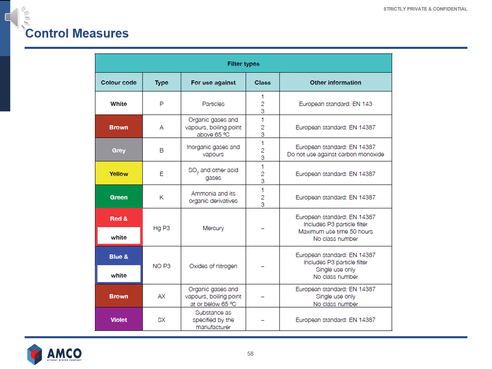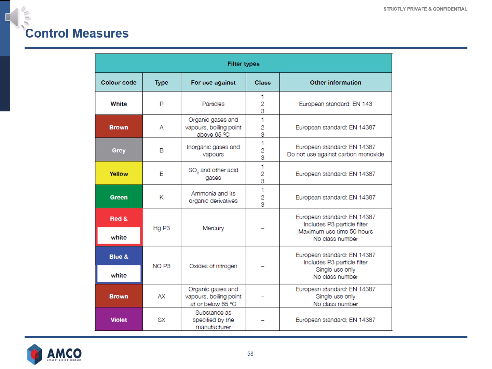Filter types and usage guidelines. White, P4 particles. Classes 1, 2, 3. Complies with EN 143. Brown, A for organic gases and vapors with boiling points above 65 degrees Celsius. Classes 1, 2, 3. Complies with EN 14387. Not for use against carbon monoxide.